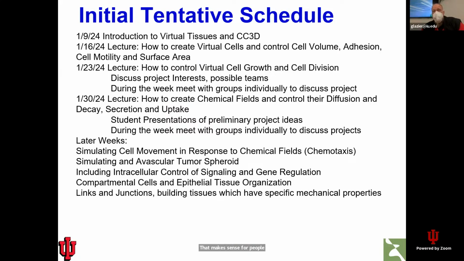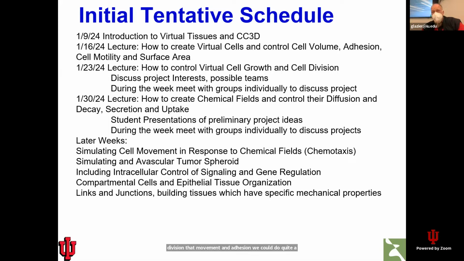I had originally a longer schedule. In the end, life tends to happen, and so the schedules change. Today, we'll have a very broad brush introduction. Next week, we will start talking about how to create in the software virtual cells and have them have volumes and stick to each other and move. It's not terribly exciting, but until you have cells as agents, you can't do anything with them. And then the following week, we'll talk about how to control cell growth and division. Once we have cell growth, division, and movement and adhesion, we can do quite a bit biologically.